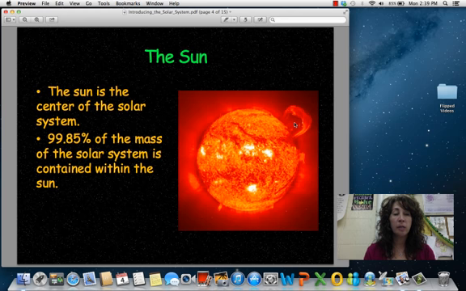Of course, the sun is the center of our solar system, and we have learned a lot about the sun over the past couple of weeks.